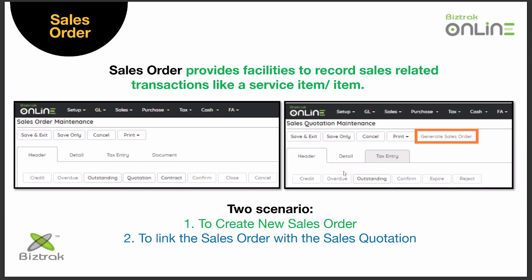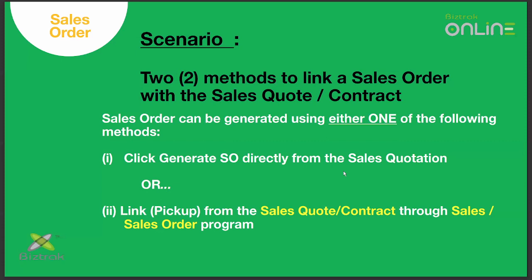As usual, if the user wants to create a direct sales order without any linkage to the sales quotation, the user can click the add button to add the new sales order. However, if the user wants to link with the sales quotation, we have two methods here. Either you link the sales order directly from the sales quotation by using the generate SO button, or you pick up the sales quotation inside the sales order program itself. So we have two ways, and the user can use either one. It doesn't matter.